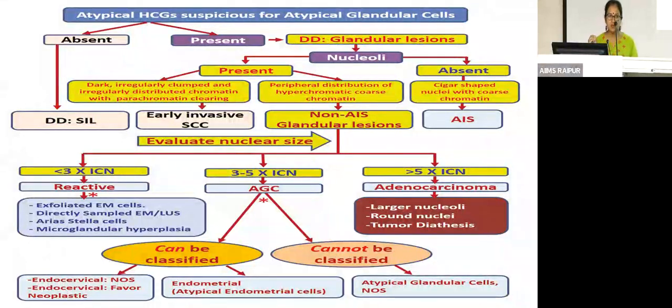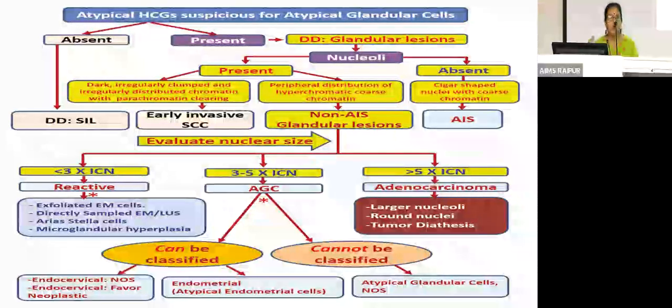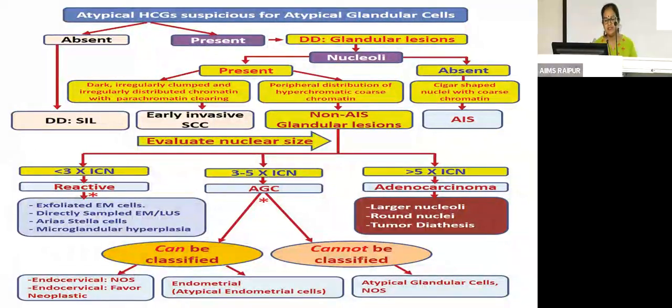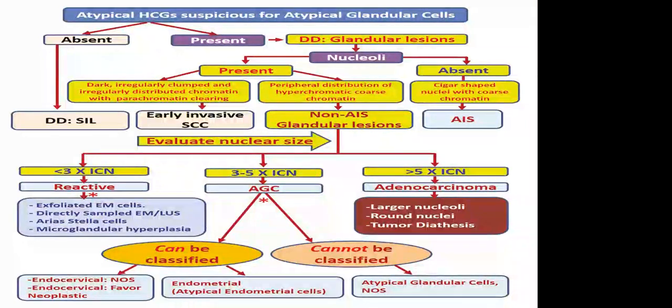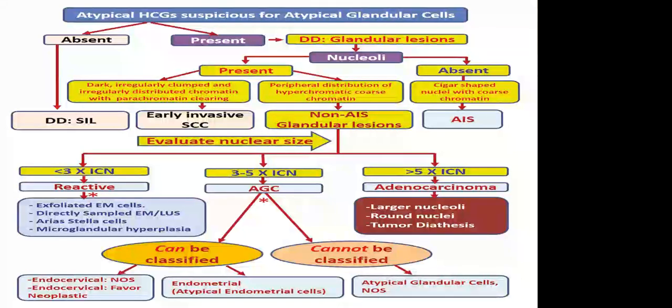In the nucleus size, you have to see if the nucleus size is less than 3 times the size of intermediate cell nucleus, 3 to 5 times the size of intermediate cell nucleus, or more than 5 times the size of intermediate cell nucleus. If it is less than 3 times the size of intermediate cell nucleus with a nucleolus, more likely this is reactive.